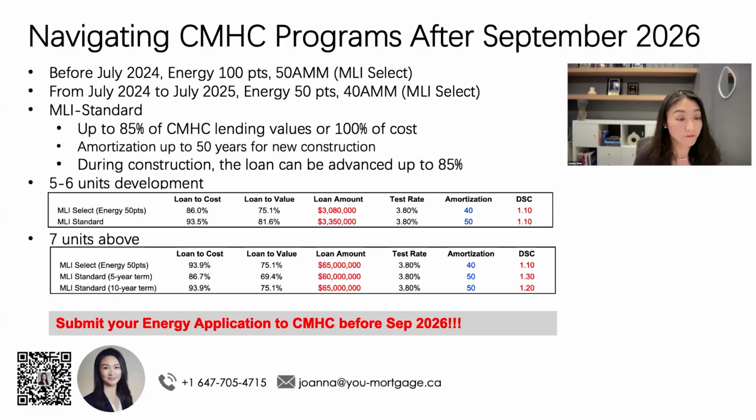So the key is, if you would still like to utilize the energy efficiency and MLI Select, even those 50 points, just submit the application before September 2026. And don't wait until the deadline. The deadline will be super busy, brokers are busy, lenders are busy, and the timeline will be long. Always plan to submit early; right now the turnaround from CMHC is super fast. So yeah, this is my presentation today. Hope we can get some insights here.